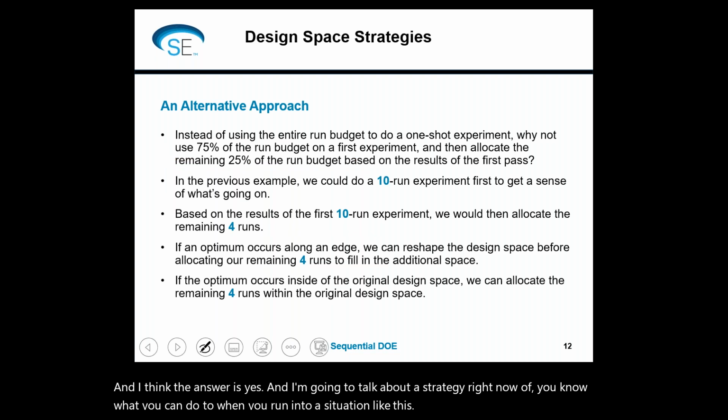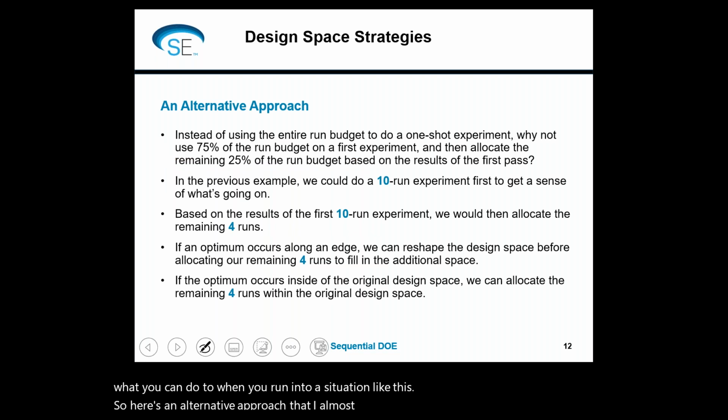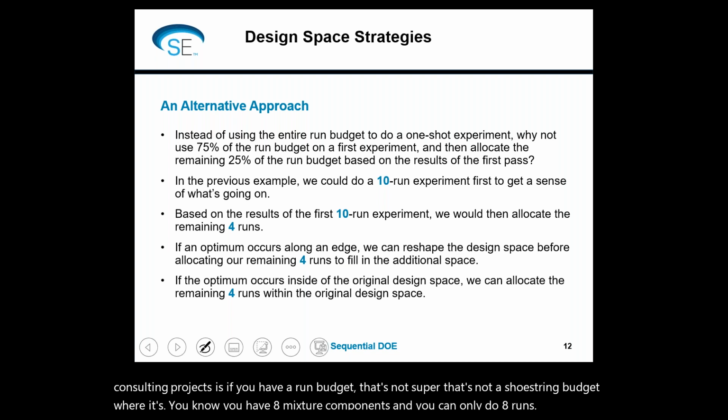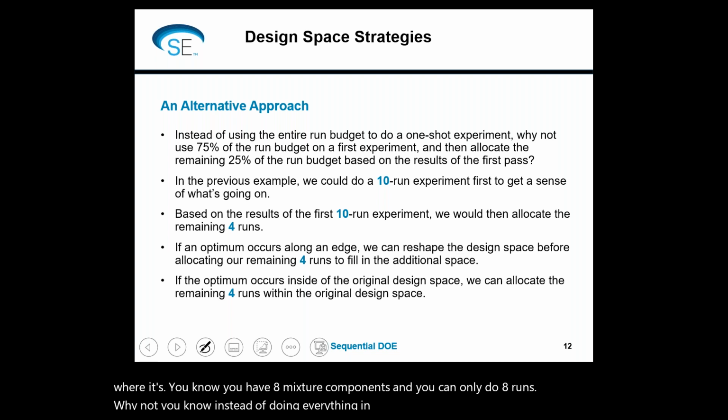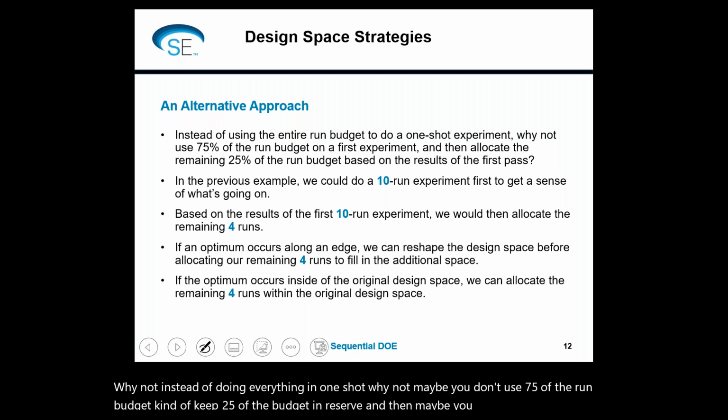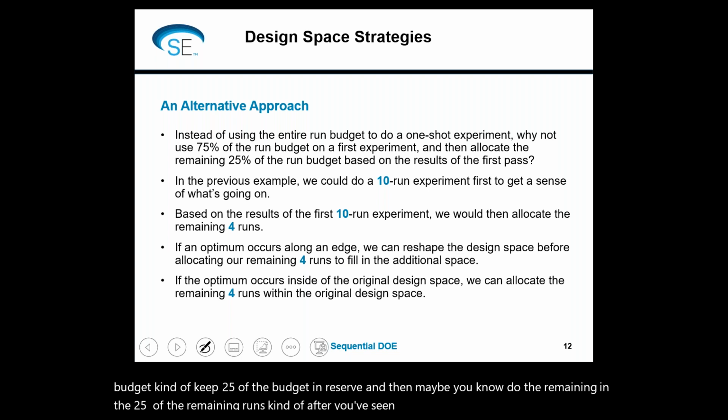So here's an alternative approach that I almost always suggest to people that I work with in consulting projects. If you have a run budget that's not a shoestring budget, where you have 8 mixture components and you can only do 8 runs, why not, instead of doing everything in one shot, use 75% of the run budget, keep 25% of the budget in reserve, and then do the remaining 25% of the runs after you've seen what's going on in that first pass through.